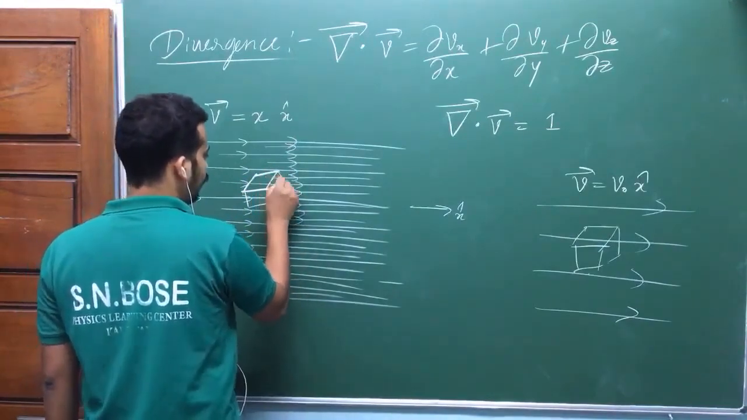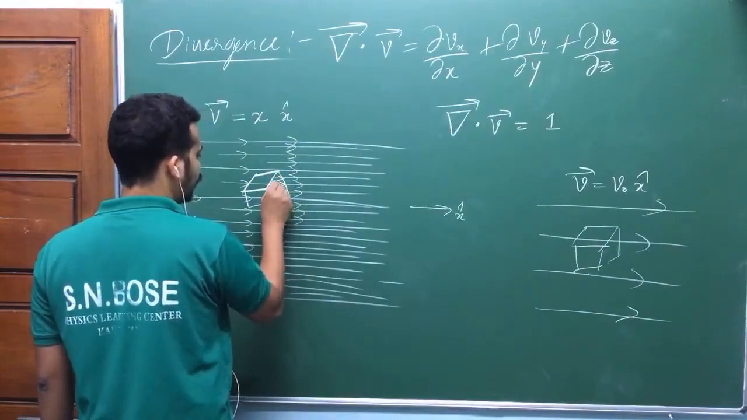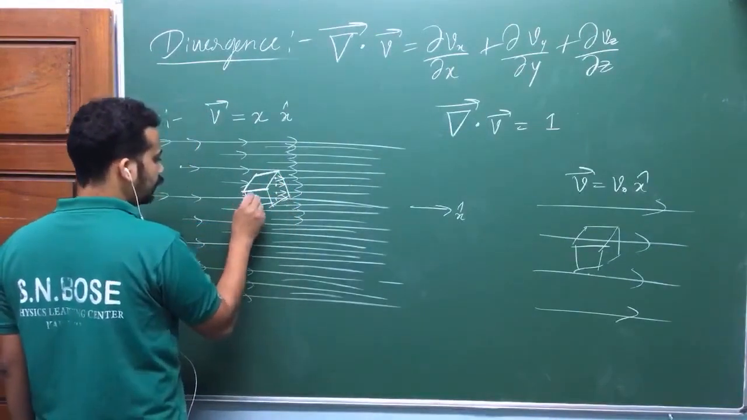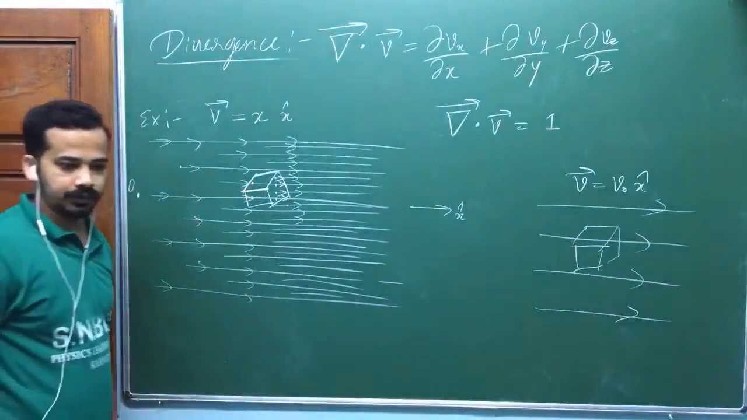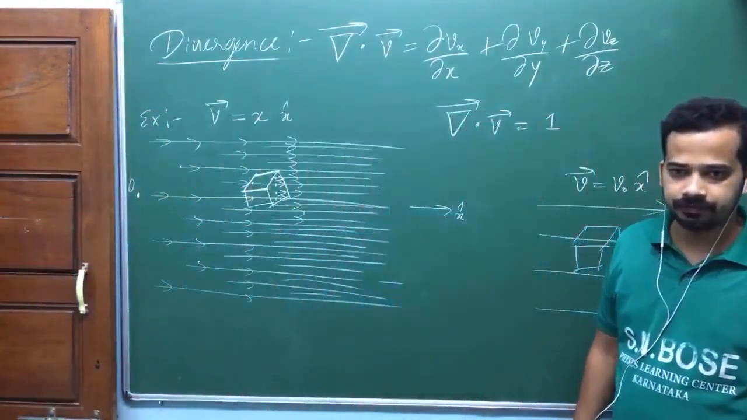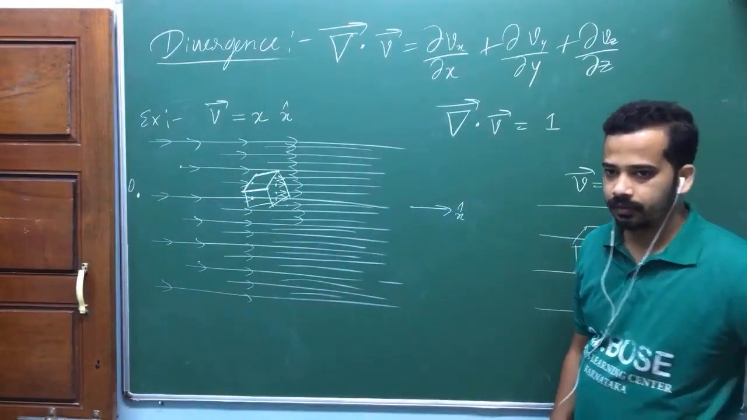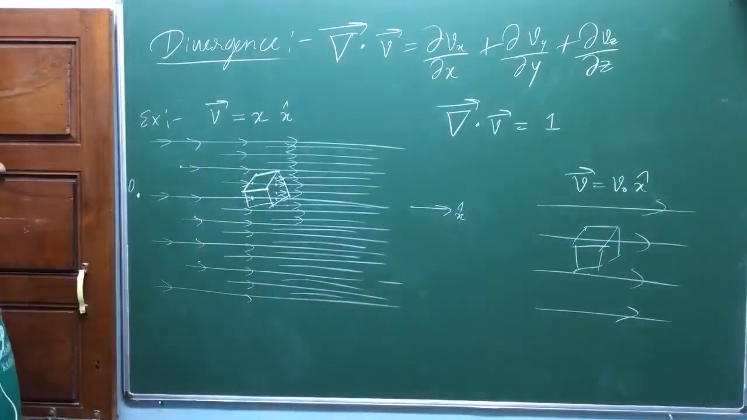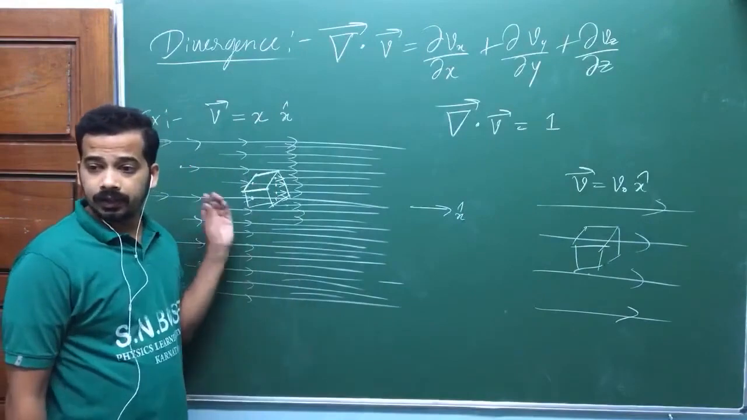Is that okay? Now, the number of field lines which are going out from this surface, is that okay? That is more than the number of field lines going into that surface. Is that okay? Speak out. So that's why there exists a divergence. We call it a divergence. That means there exists a source of vector field.